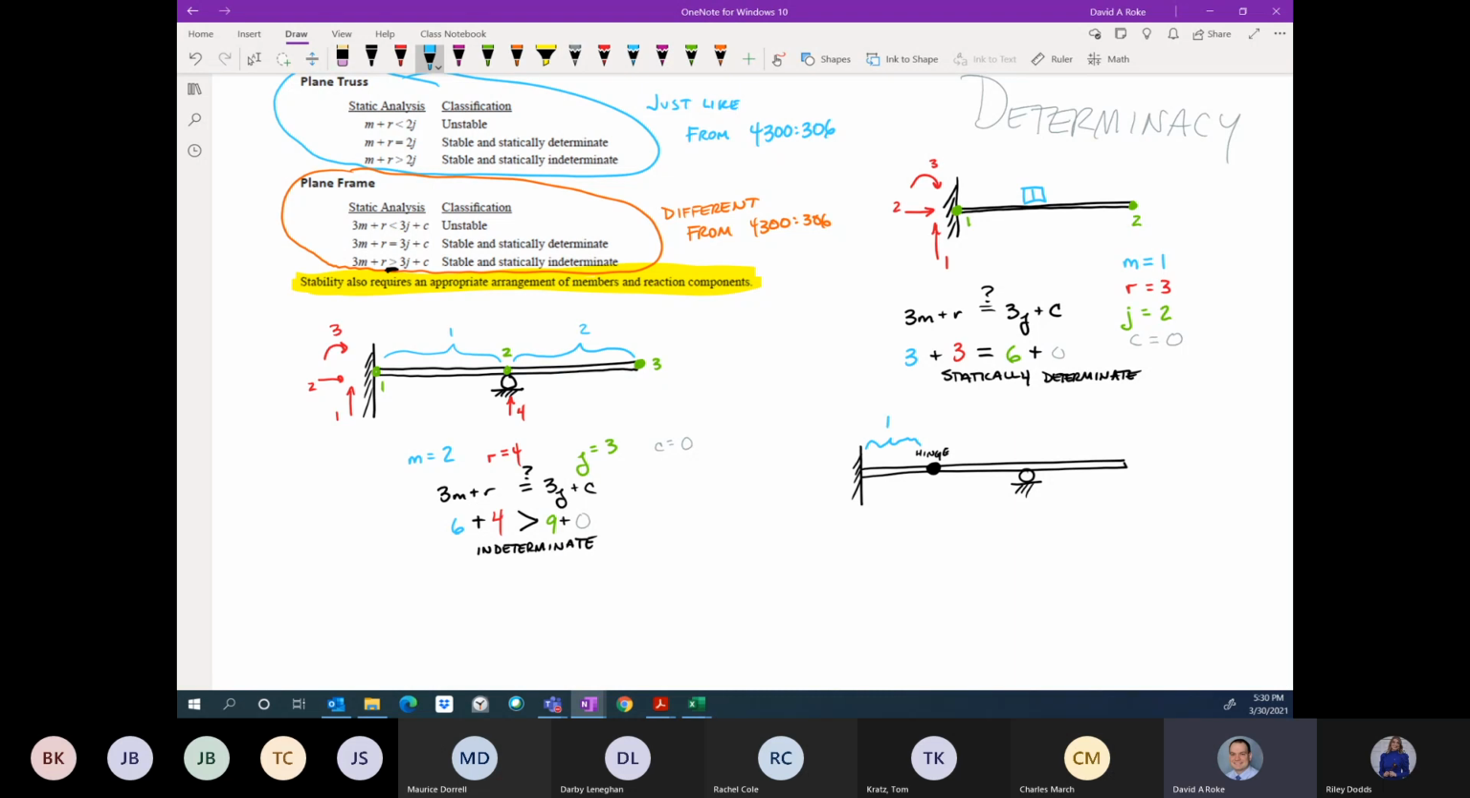The members are 1, 2, and 3. M is 3. Reactions, I've got 1, 2, 3, 4. R is 4. We've got joints 1, 2, 3, 4. And now I've got a hinge. I know that the moment is equal to 0 at the hinge. C is 1. There is one internal force quantity that I know about this problem.